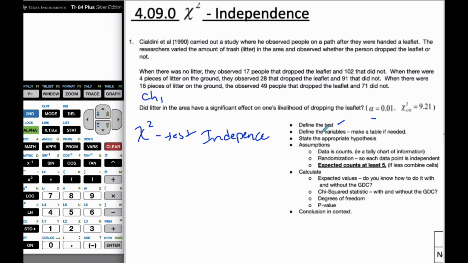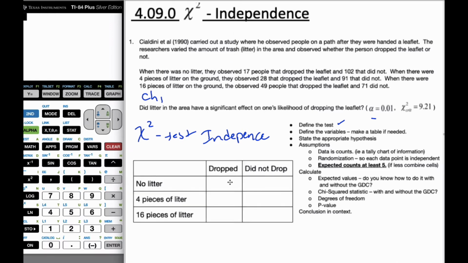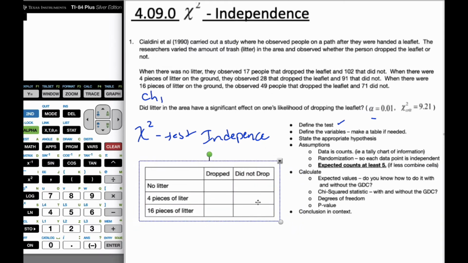The next thing we're going to have to do is define the variables and make a table if necessary. So in this particular case, I'm going to make a table. And here's my table. What the categories are, basically, is whether they are litterers. Litterers, and it's a hard word to say. I don't even know how to spell it exactly. Litterers or not. And this is the amount of litter. Okay, and so those are our 2 categories.